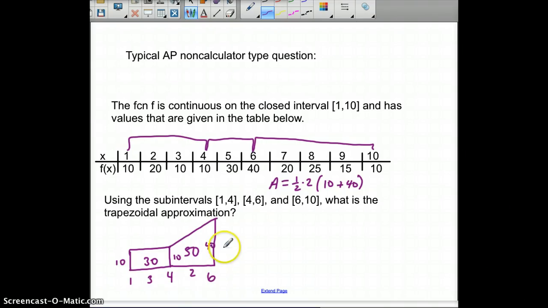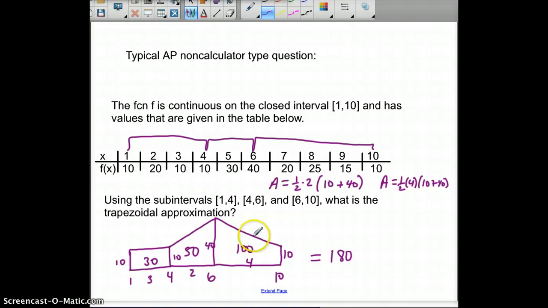And then the last trapezoid goes from 6 to 10. And again, the height at 10 is down to 10. So that trapezoid looks like that. This side's 40, this side's 10. The width is 4, or the height. So that area would be 1/2 times 4 times 10 plus 40. So that is 1/2 times 4 is 2 times 50, so that's 100. So that trapezoidal approximation would be 180 because you add the 3 pieces together.